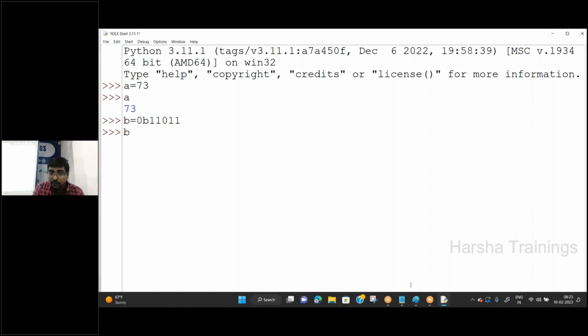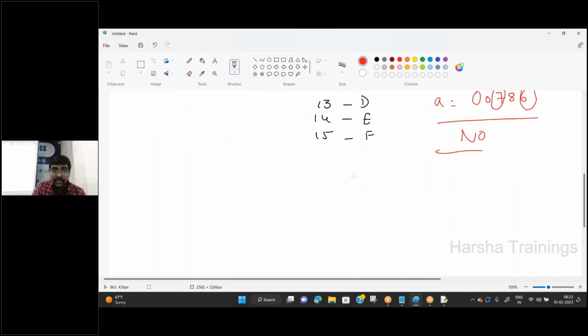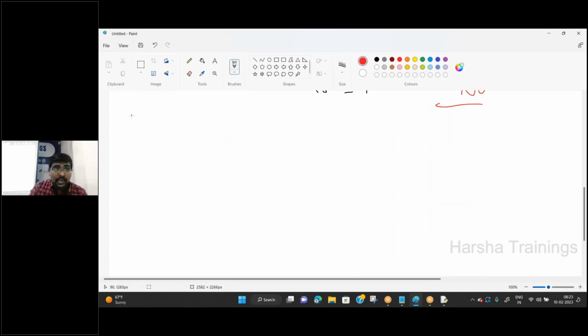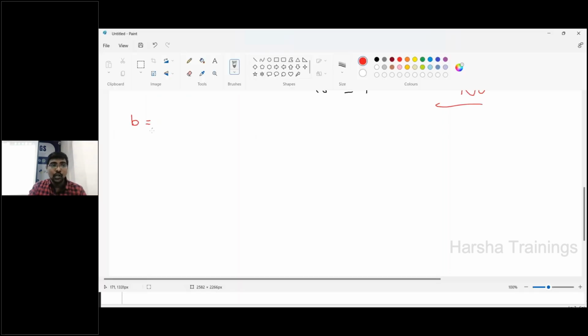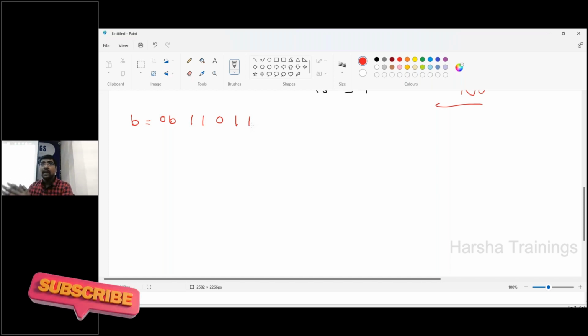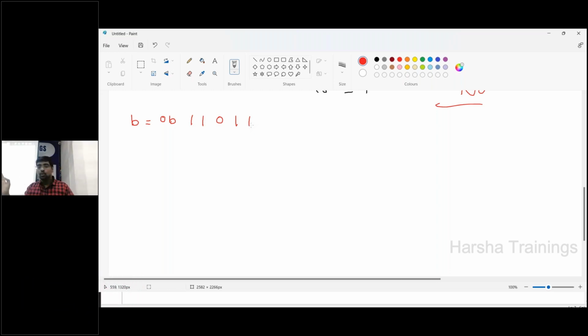I will show you. Before showing, I will explain. See this one. What is my number? B is equal to 0b11011. One important point you need to remember is if you give the number in binary format or octal format or hexadecimal format, the system automatically converts into decimal. Automatically, no need to do anything.